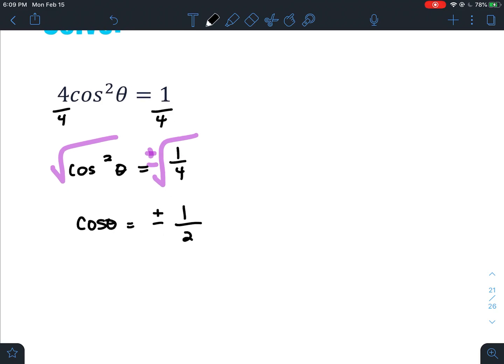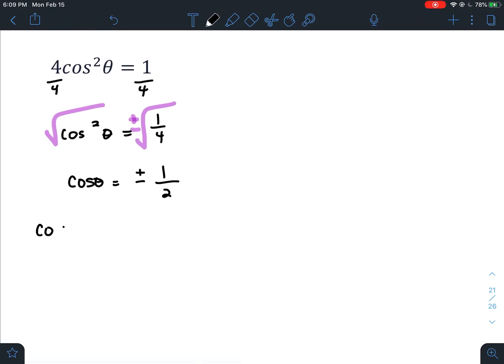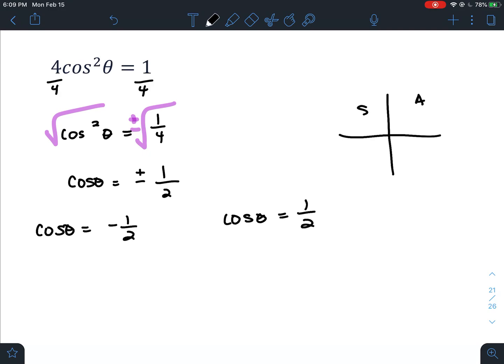The square root of 4 is 2. So that's going to be plus or minus 1/2. So either cosine theta equals -1/2 or cosine theta equals +1/2. Well, all students take calculus. Let's do the negative one first.